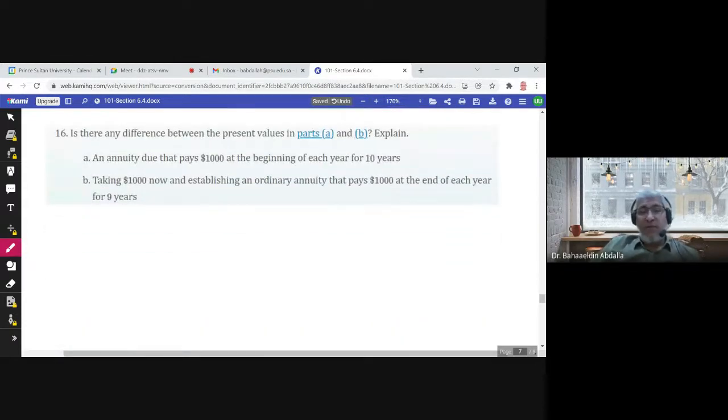Is there any difference between the present value in Part A and Part B? Well, in Part A, an annuity due, the present value of this annuity due would be 1,000, that's R, times 1 minus... beginning of each year for 10 years. i is not given, so beginning of each year, let us say that 10% compounded annually.